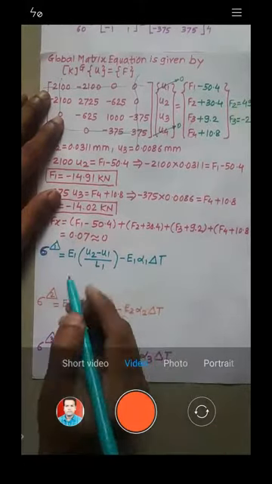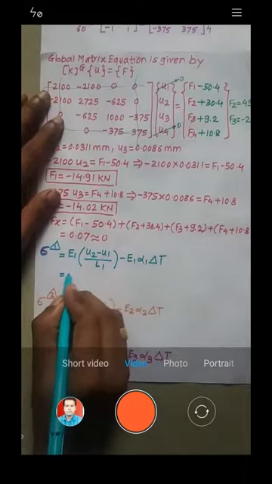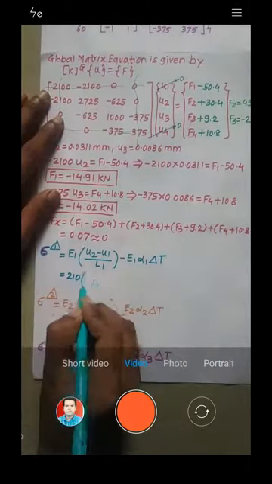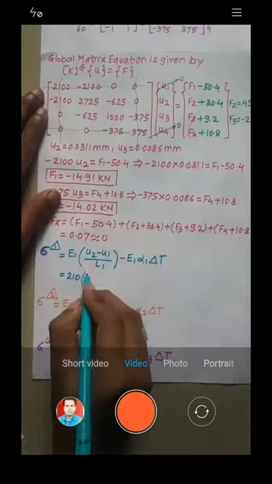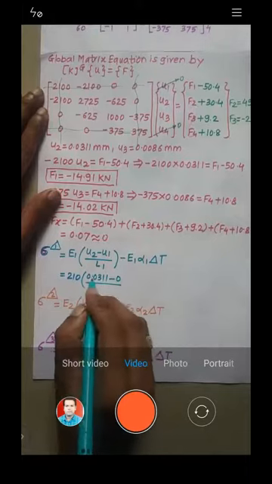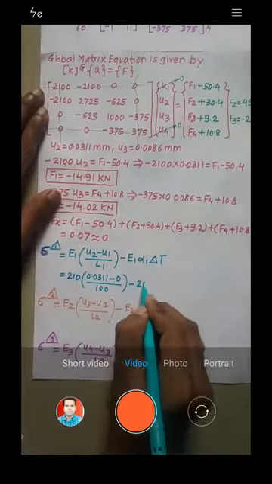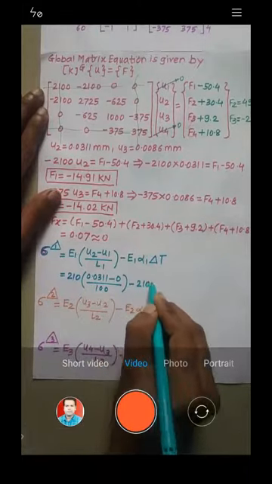Within 5 minutes I will finish. So you just put the value of E of element number 1. That is 210. U2 is 0.0311 minus U1 is 0, upon length of element number 1, it's 100, minus E is again 210 into alpha is 12 into 10 raised to power minus 6 into delta T is 20 degrees Celsius. So all of you just do this calculation. Meanwhile, I will write down these values.